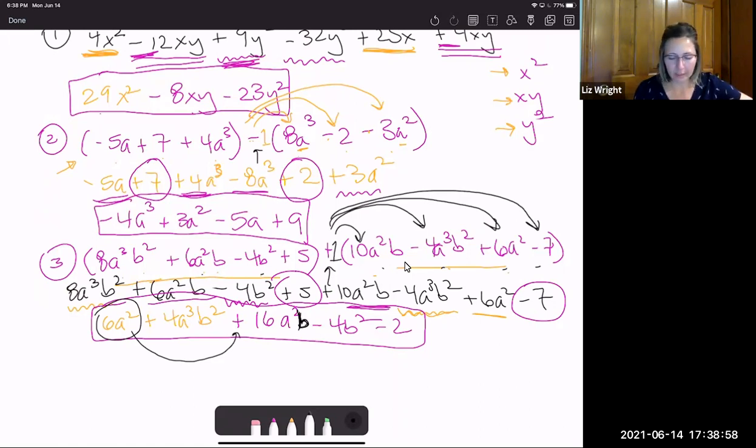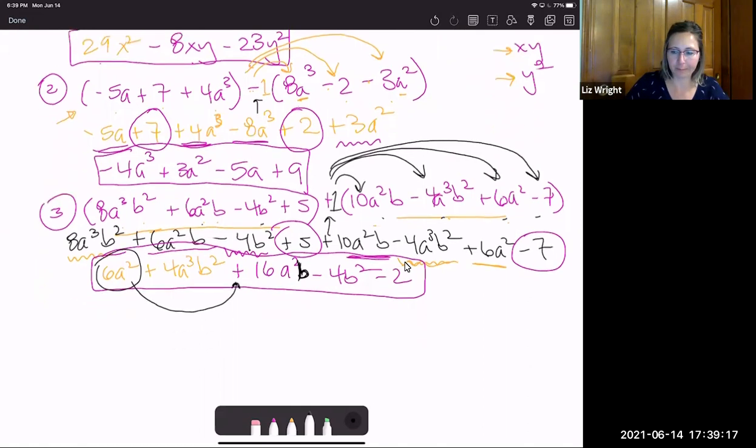So would it make more sense to put the a squared b or the 6a squared right here? And that's fine. Like, you could have written 4a cubed b squared plus 6a squared b plus 16a squared b minus 4b squared minus 2. That would be another way to write your answer. And either one of those would be totally fine.